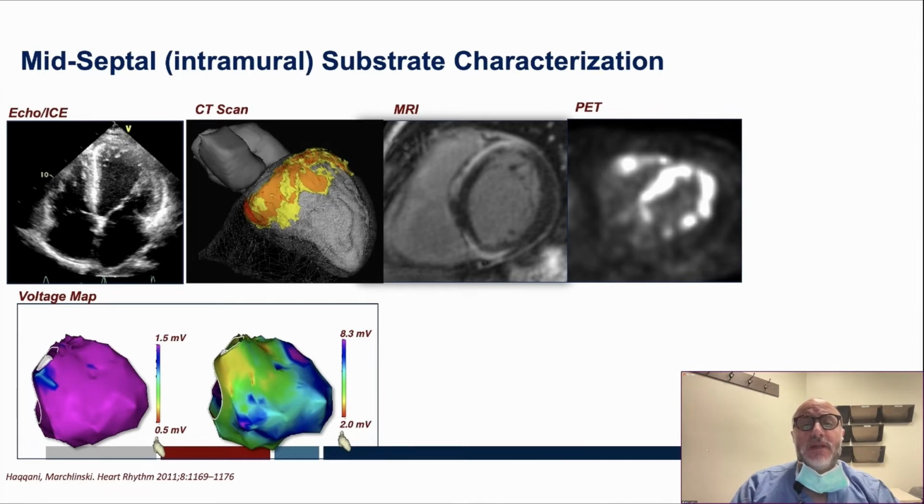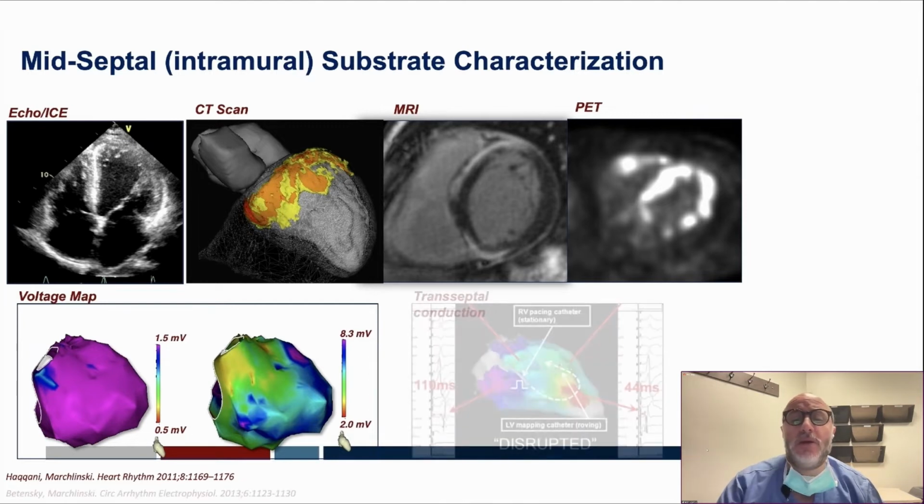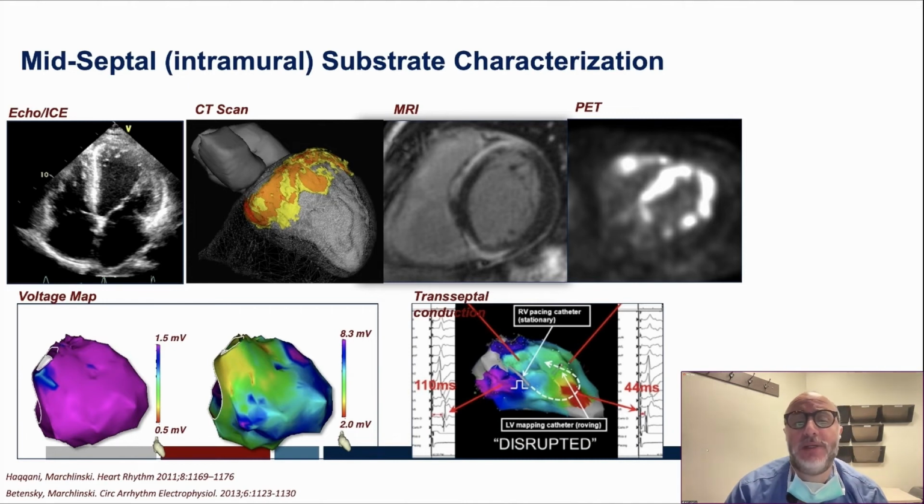Physiologically, because there is involvement of the septum and the conduction system goes through the septum, we have also described that if you pace in the right ventricle and you measure the transseptal conduction time, you're going to have a disrupted pattern in which there is a delayed activation at the base of the left ventricle when you pace in the right ventricle, usually coming through the apex, and it's earlier at the apex than at the base. And these are all clues that you can combine, either all in the same patient or sometimes one or another, that indirectly suggest the presence of intramural septal substrate.